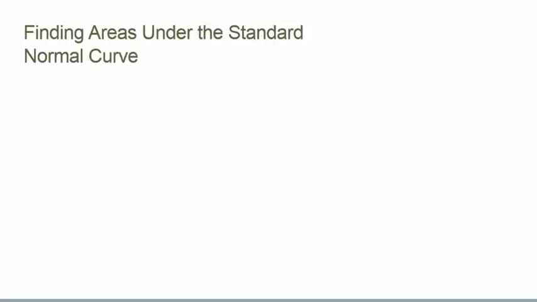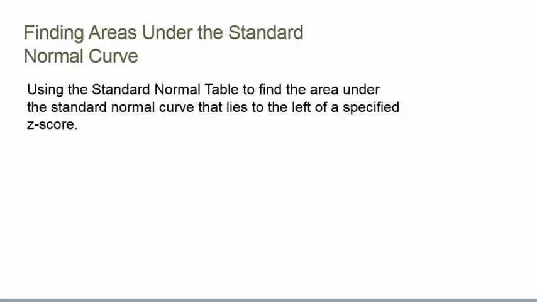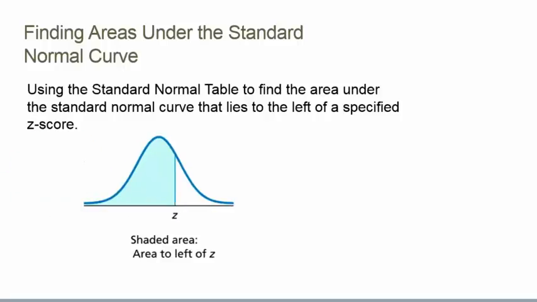Finding areas under the standard normal curve. Using the standard normal table to find the area under the standard normal curve that lies to the left of a specified z-score. When we draw a picture of our standard normal curve, you draw a curve that increases from left to right until it gets to the mean, then decreases from left to right. You have a point on your horizontal axis Z, and you draw a line from your z-axis to your curve. Then you shade the area under the curve to the left of Z.